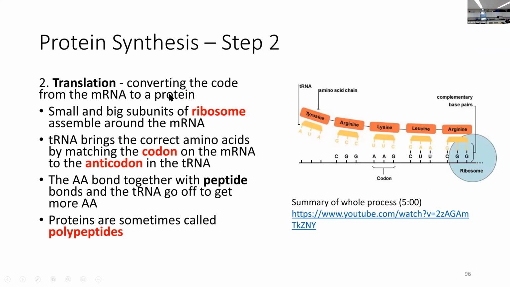Skip, skip, skip. Step 2 is the translation, and that happens out in the ribosome. We've got our codon here, and this is the anticodon. So A matches with U, A matches with U, and G and C. And this specific anticodon is connected to lysine.